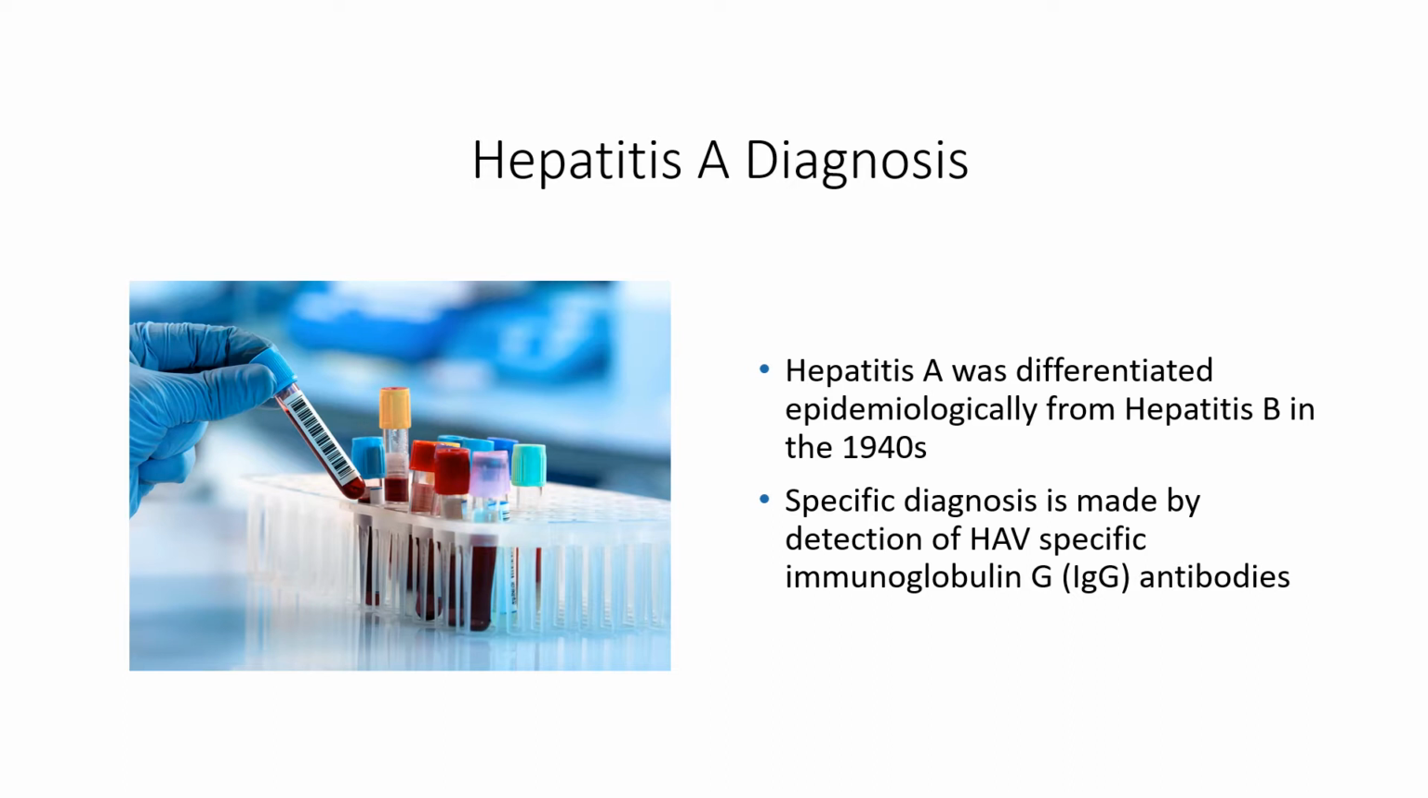Diagnosing hepatitis A was a little tricky up until about the 1940s, as it was not differentiated from hepatitis B until then. And the main reason that it was differentiated was because the two viruses have different incubation periods, as hepatitis B has a longer incubation period than hepatitis A. In order to diagnose hepatitis A, you will need a blood test, which is referred to as the HAV specific immunoglobulin antibodies test.